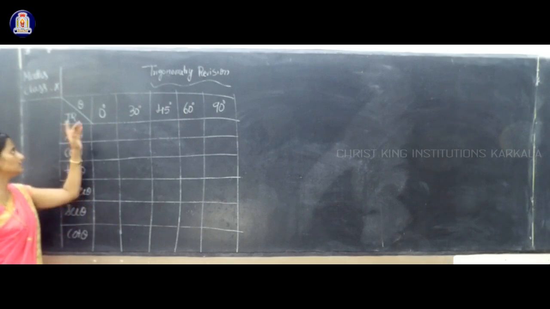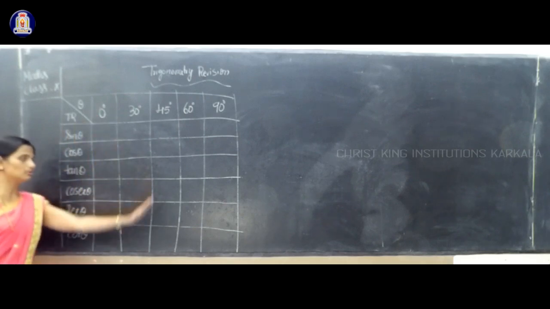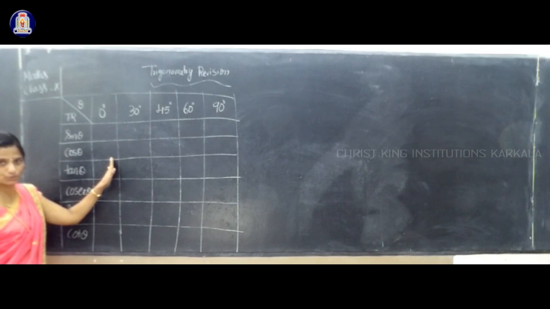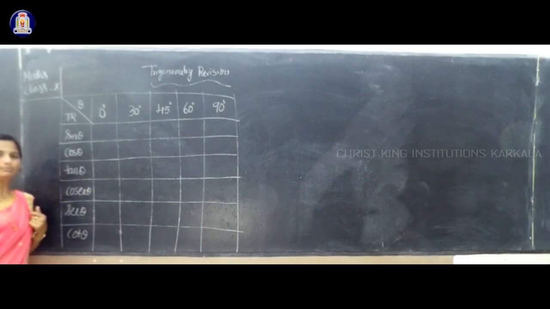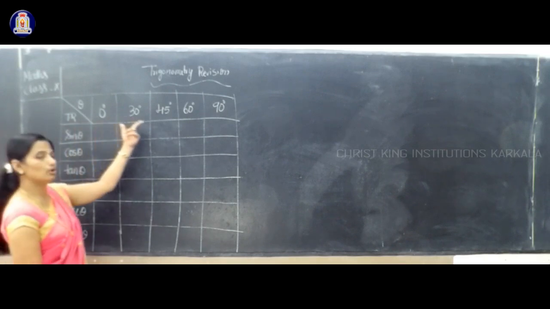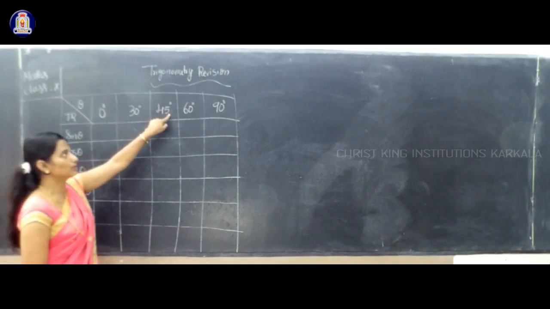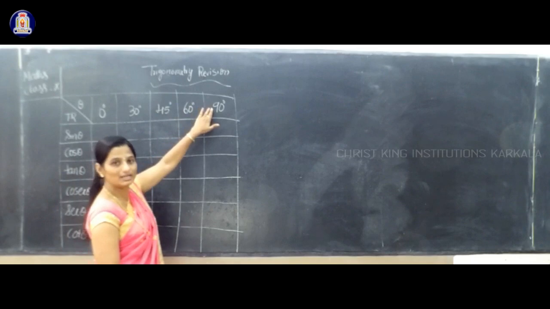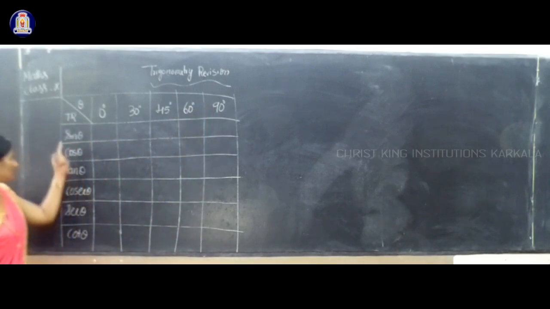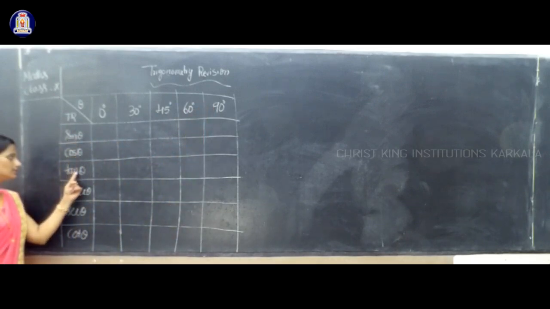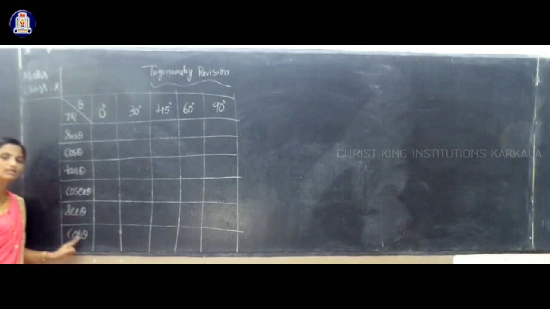Again I will revise this. It is easy to remember all the values of trigonometric ratios. First remember the order: 0 degree, 30 degree, 45 degree, 60 degree and 90 degree. Next, here are sin theta, cos theta, tan theta, cosecant theta, secant theta and cot theta.